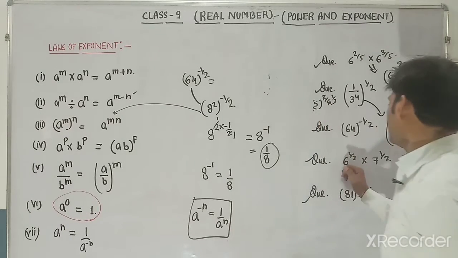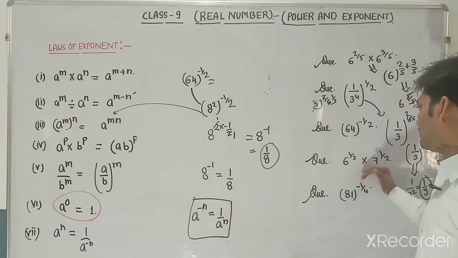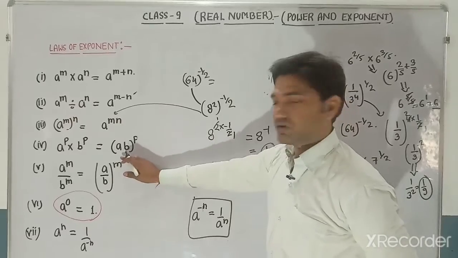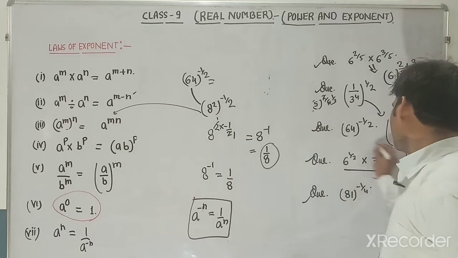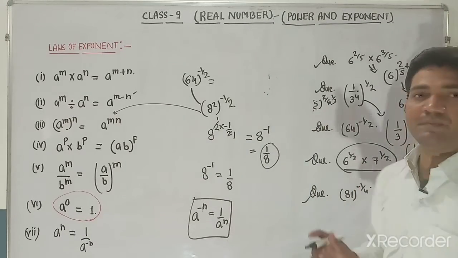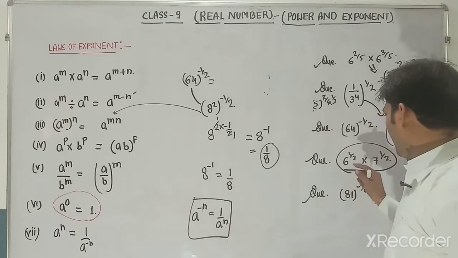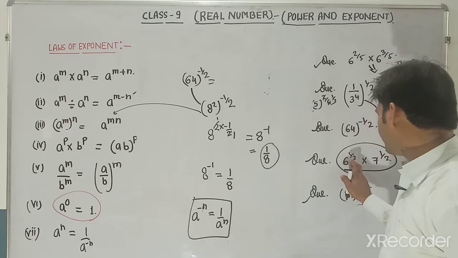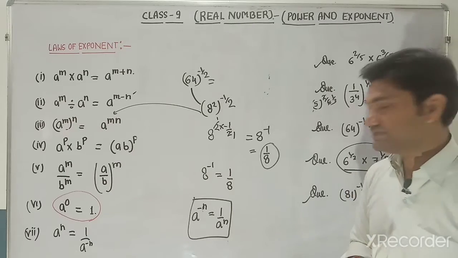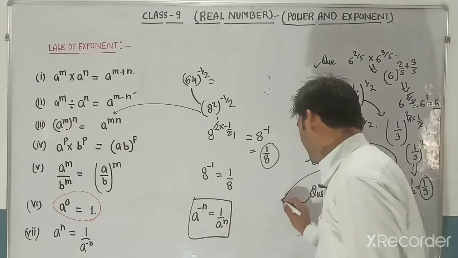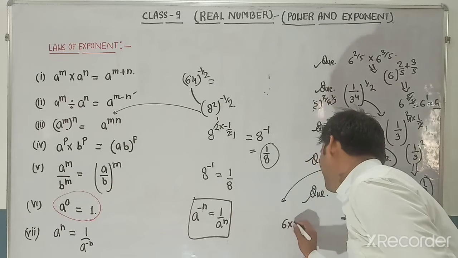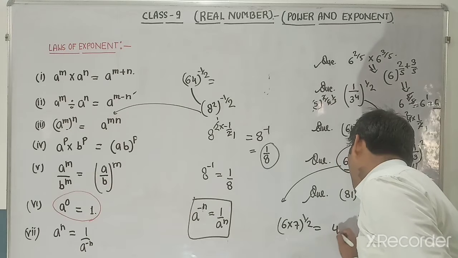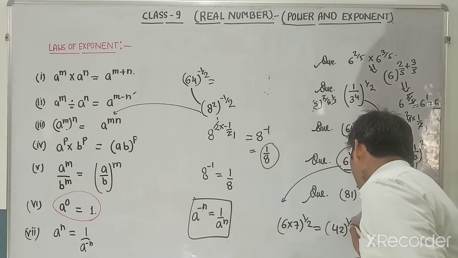The next question given is 6 power 1 by 2 into 7 power 1 by 2. Apply formula number 4, and then we directly solve the question. 6 power 1 by 2 and 7 power 1 by 2. Both powers are the same. It means the first power is 1 by 2 and the second power is also 1 by 2. When the powers are the same, we directly multiply the bases: 6 into 7 whole power 1 by 2. Then the answer will be 42 whole power 1 by 2. It is the answer.